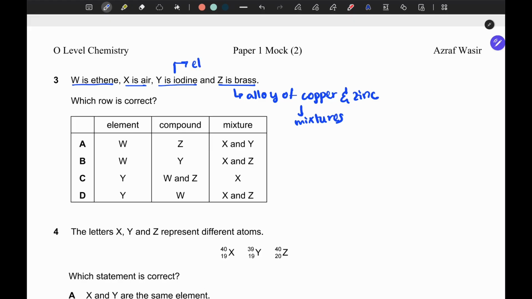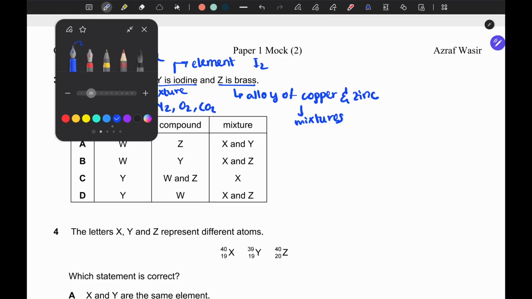And then iodine is an element. It's I in the periodic table, and it exists as a molecule of I2. And even if it exists as a molecule of I2, it's still considered an element. Do not think that it's a compound. And then X is air, and air is a mixture of gases, namely nitrogen, oxygen, carbon dioxide, and many more gases. And W is ethene. Ethene, which is C2H4, is definitely an organic compound.